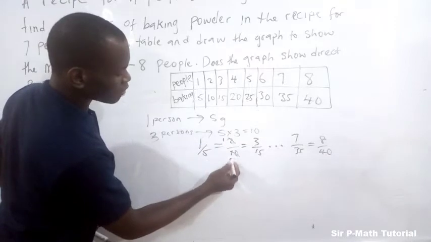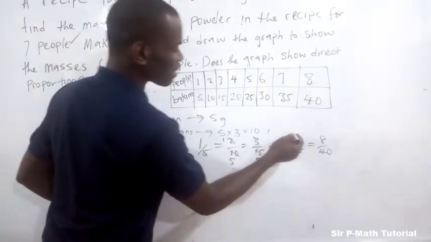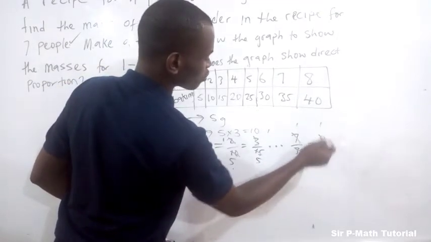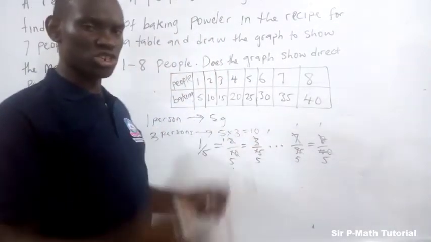2 divided by 10 is 5. 3 divided by itself is 1. 3 divided by 15 is 5. 7 divided by itself is 1. 7 divided by 35 is 5. 8 divided by itself is 1. 8 divided by 40 is 5. So all of them are giving us the same ratio.